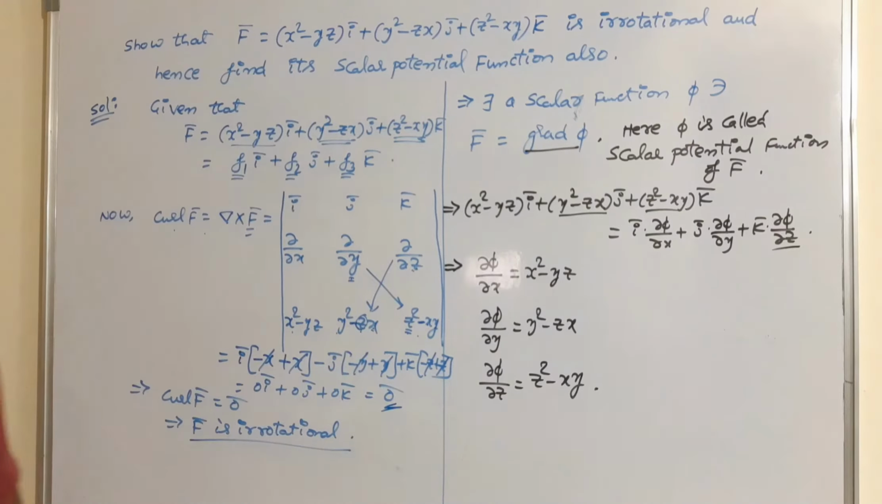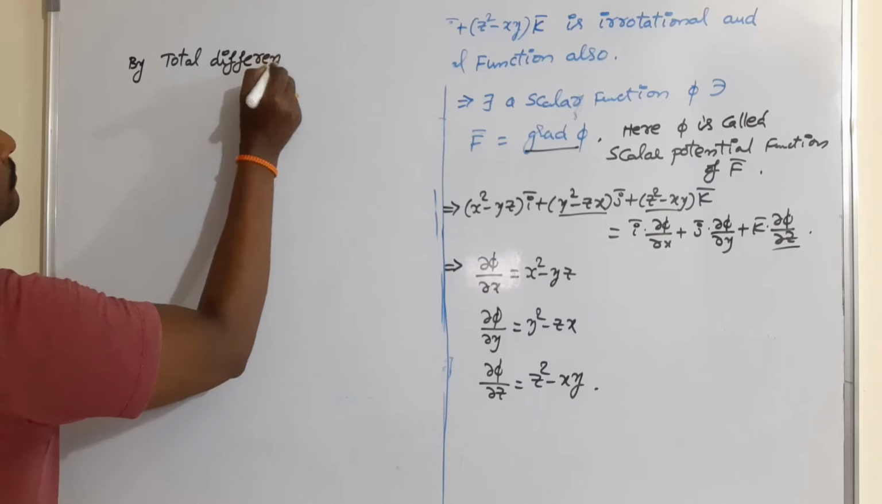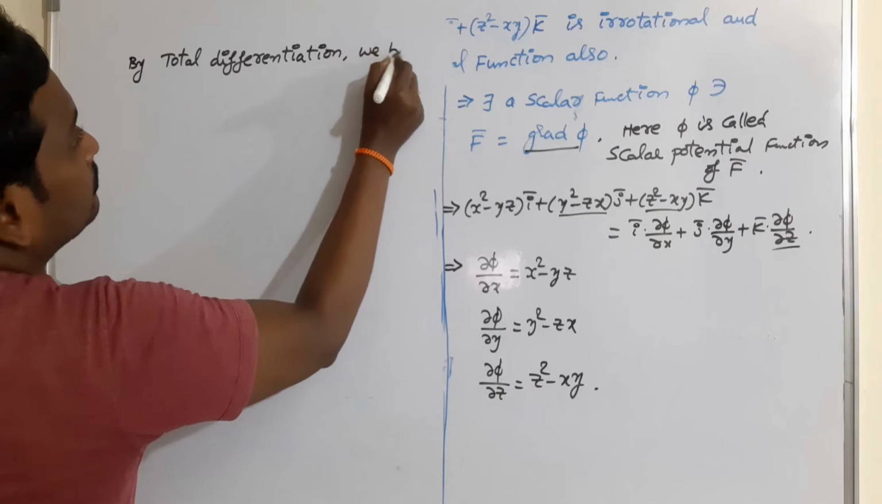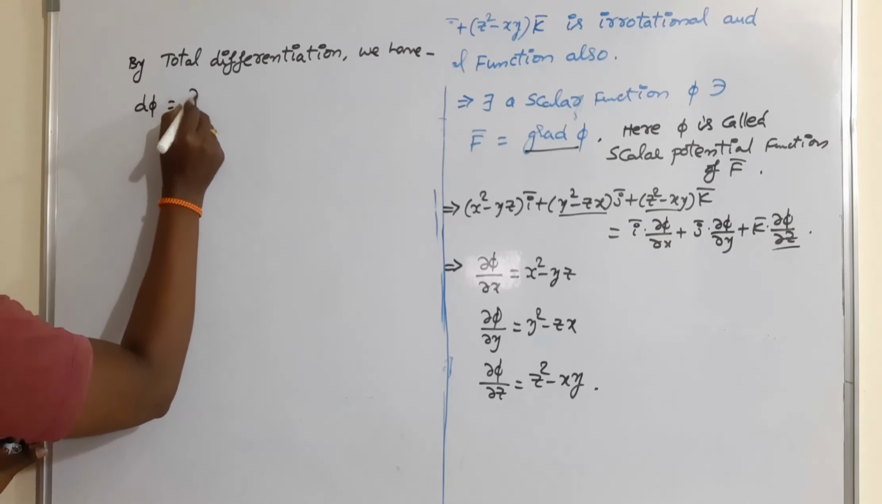Now we have a rule in total differentiation. By total differentiation we have d phi is equal to dou phi by dou x into dx plus dou phi by dou y into dy plus dou phi by dou z into dz. This is called the total differentiation formula.